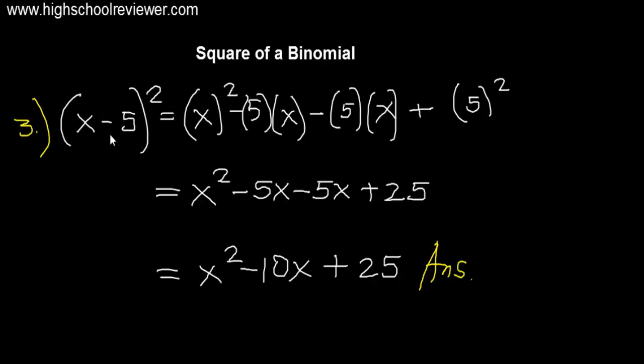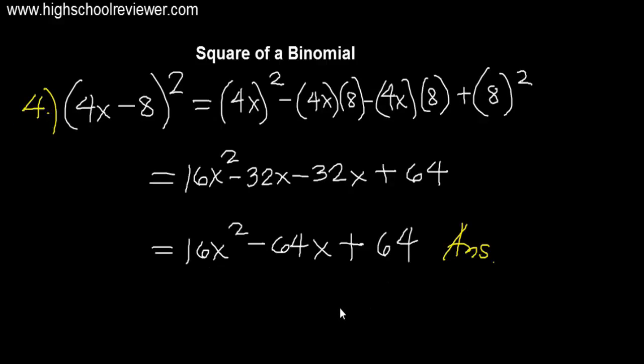Number 3. The quantity of x minus 5 raised to the power of 2. Get the square of the first term. Copy the minus sign. Multiply the first and the second term, and then copy this again. Get the sum of the square of the second term. Our final answer, x squared minus 10x plus 25.